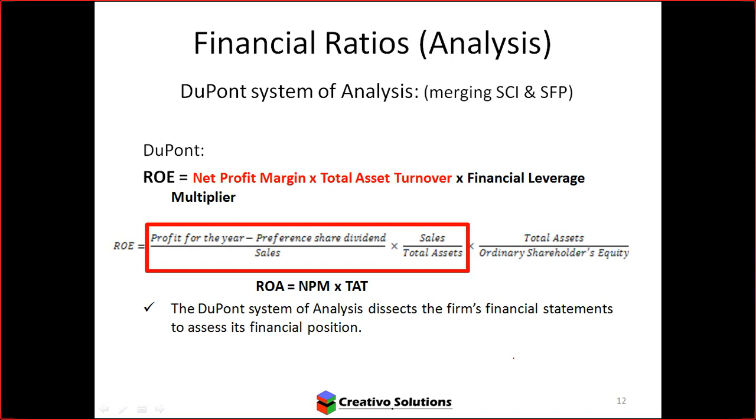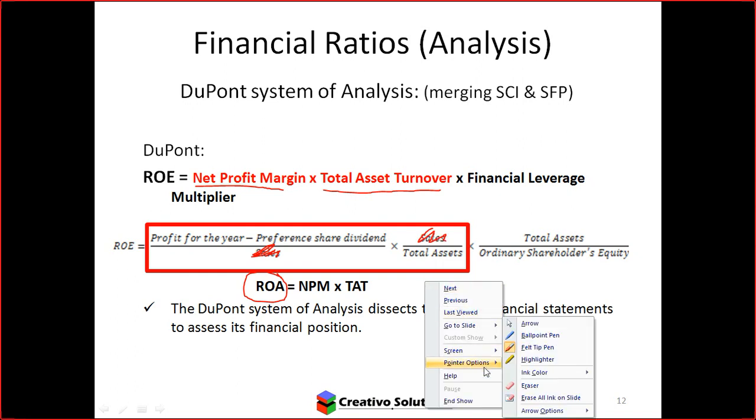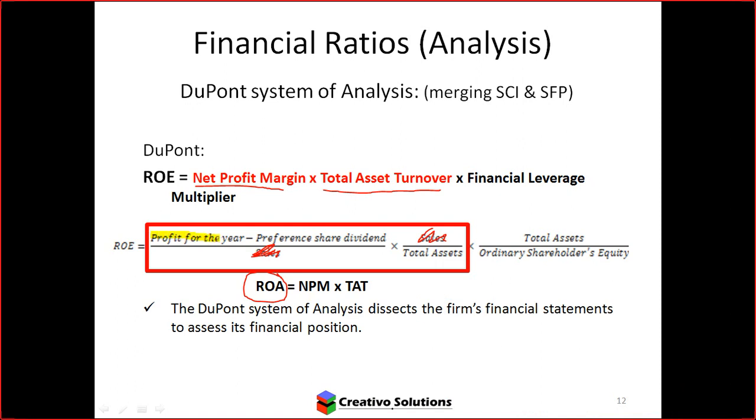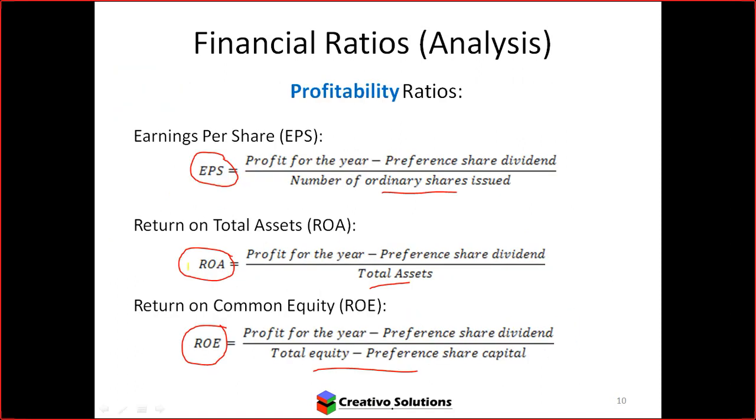DuPont represents a system of analysis, and that's looking at ROE in more detail. We spoke about this a bit earlier when I talked about a total asset turnover ratio. If I take those two ratios, net profit margin and total asset turnover, and I group the two together, I get this, return on total assets. And the reason for that is, if I cancel the sales with the sales, what am I left with? Profit for the year minus pref share div over total assets. Total assets. And that's the same as which ratio? Total asset turnover.